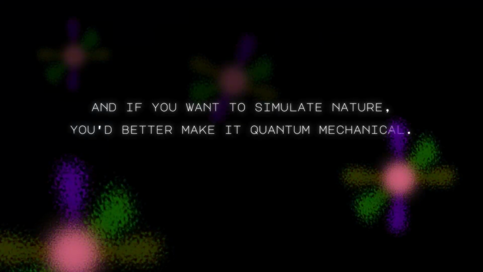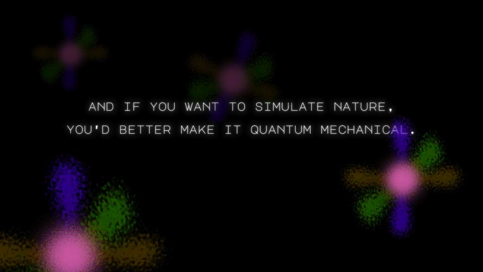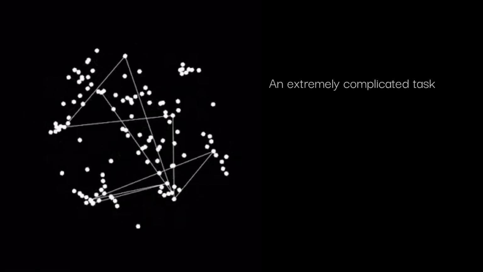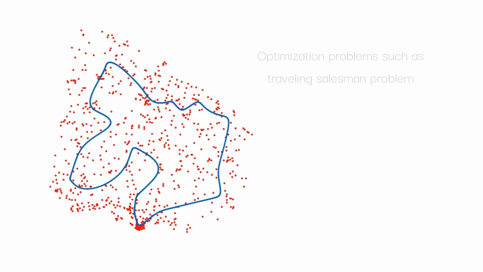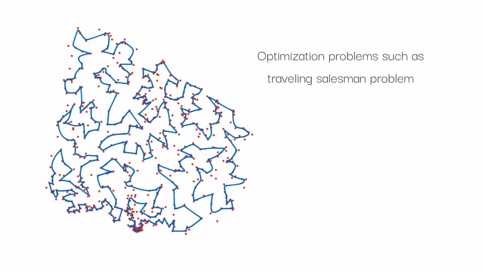Nature isn't classical, and if you want to simulate nature, you'd better make it quantum mechanical. It's a wonderful challenge, but it's far from easy. These words from physicist Richard Feynman capture the essence of why quantum computers were envisioned: to tackle problems that classical computers simply can't handle efficiently.